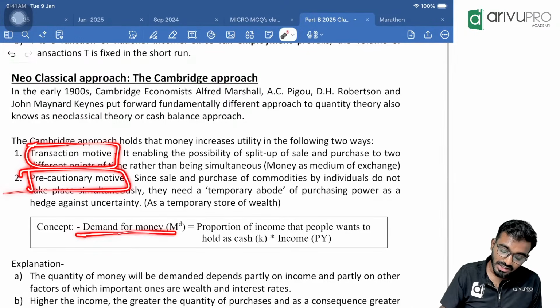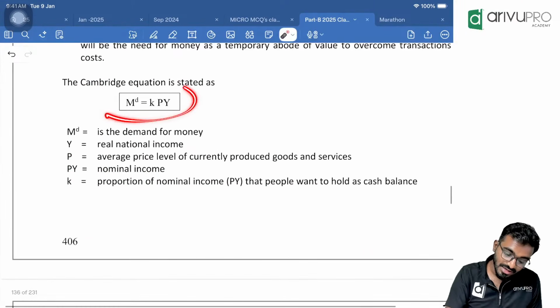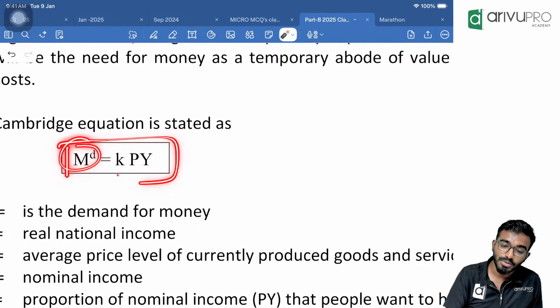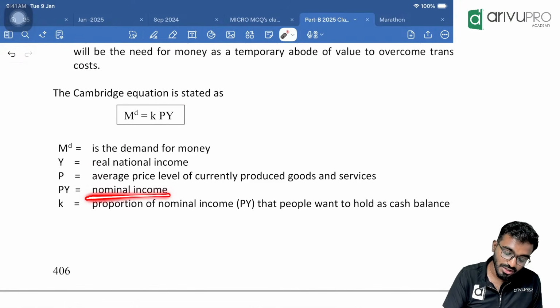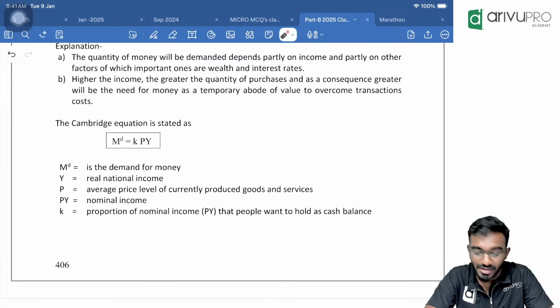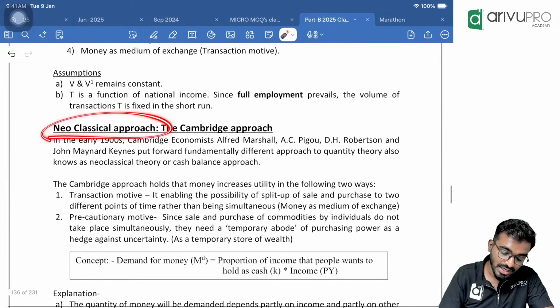So money demand is a proportion of nominal income. So here the formulas are important. You need to know what is that K, what is P, what is PY, and what is only Y. All this MD, money demand, is a proportion of PY. PY stands for nominal income. Only and only Y is real national income. Once in an exam they have asked a question only and only from this Y, not PY. Y stands for real national income, but PY stands for nominal income. So money is used for both the purposes, transaction purpose as well as precautionary purpose. So this is the neoclassical approach.